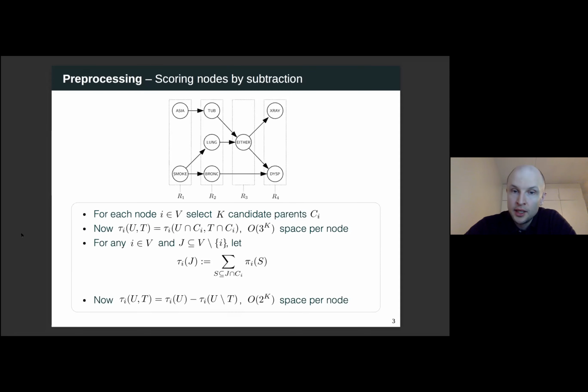Next. And we can actually do better once we realize that we can compute the node score through a subtraction, as shown here. So for a given node, we sum all the local scores where the parent sets are the subsets of U, and subtract the scores that didn't have a parent in T. This sounds maybe complicated, but it's actually pretty simple. And this brings the space requirement down to O of 2 to the power of k per node.